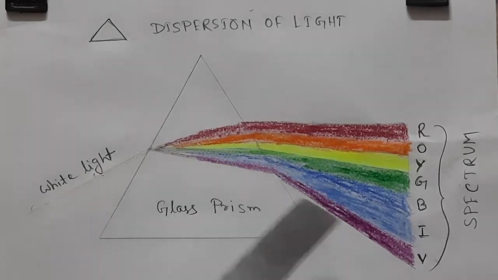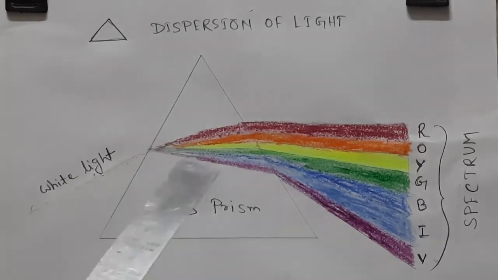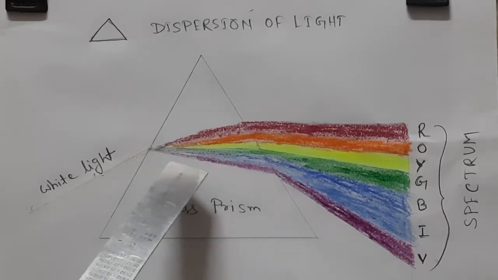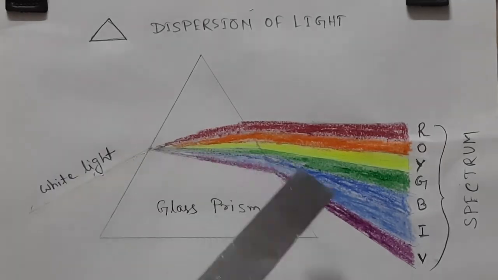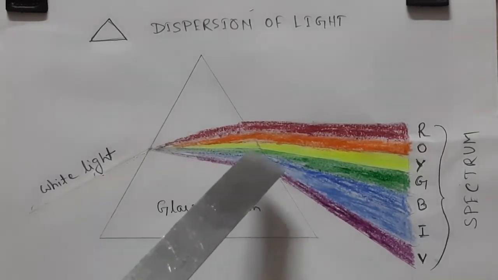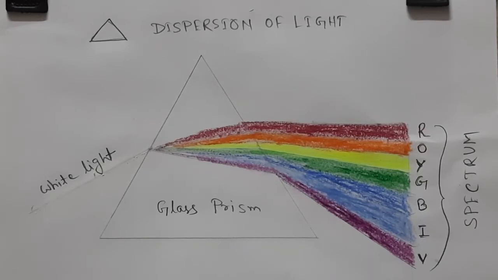On the other hand, in the case of violet color, the wavelength is the shortest, so it has to interact maximally with the molecules or atoms of the glass prism. So automatically its speed will be slowed down. When the speed is slowed down, the dispersion of the violet color will also be maximum.